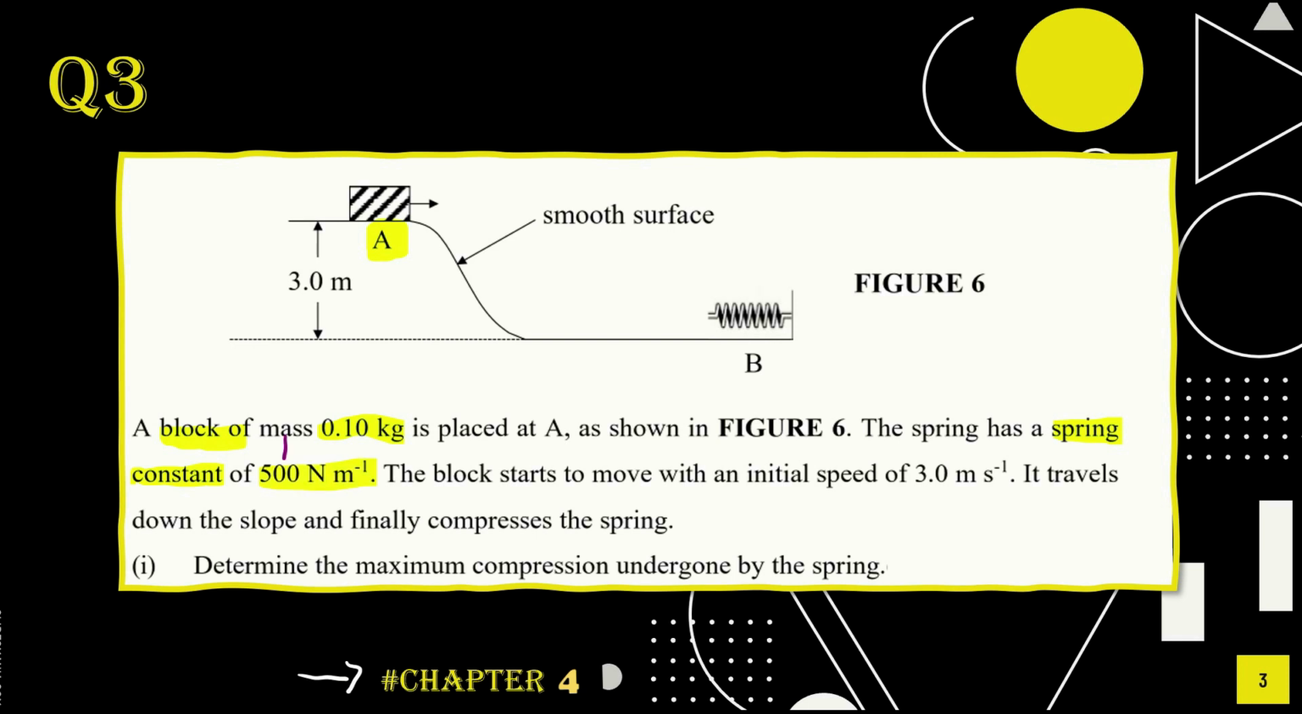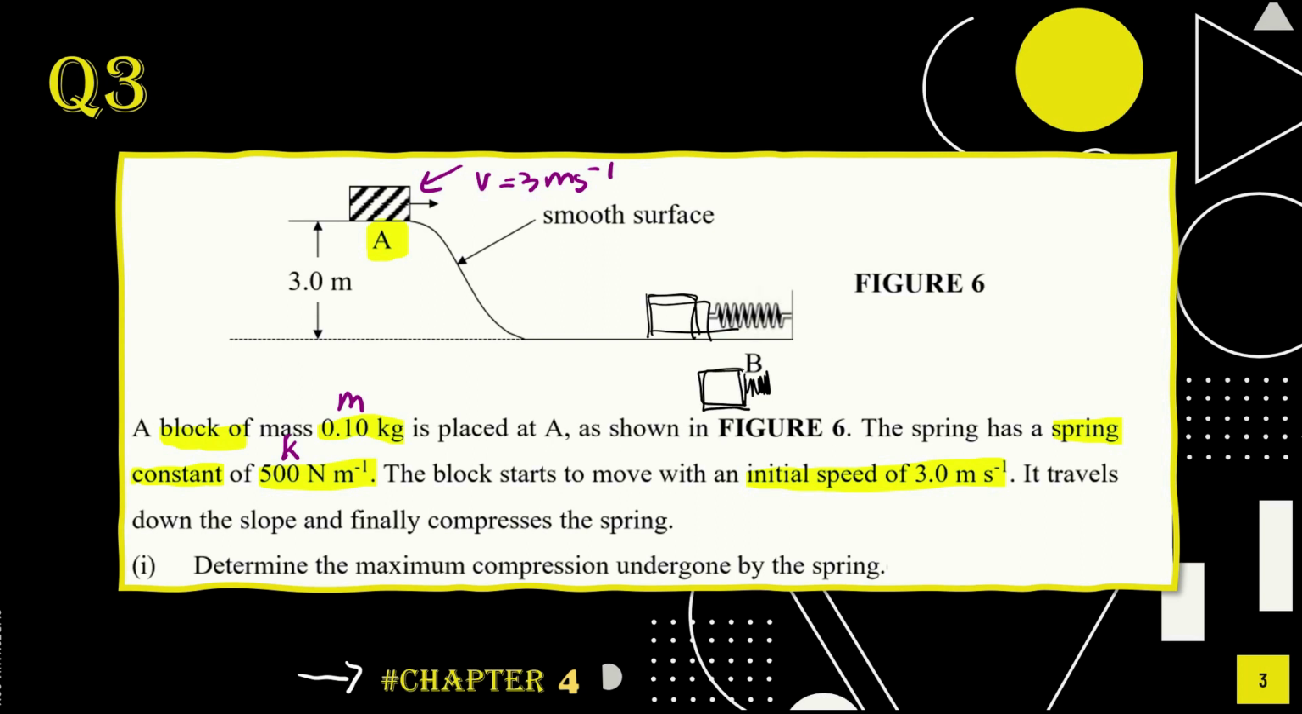I hope it is still in your head that the spring constant is symbolized as K. So we have mass also in the question. The block starts to move with an initial speed of 3 meters per second, which means that this block is moving with velocity 3 meters per second. It travels down the slope and finally compresses the spring. So I hope you can imagine that this block finally reaches this point and compresses this spring. So this spring will be compressed at this position.